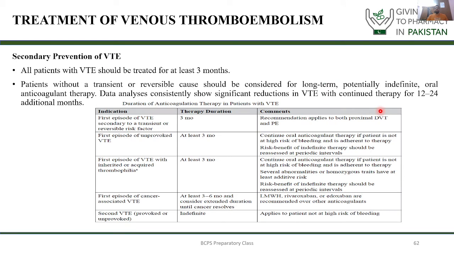Secondly, prophylaxis. All patients with VTE should be treated for at least 3 months. Different cases: if the patient has a first episode of VTE secondary to a transient or reversible risk factor, we use the treatment for 3 months. If it is a first episode of unprovoked VTE, at least 3 months, and we can continue for more than 3 months according to the risk-benefit ratio. Similarly, for the first episode of VTE with inherited or acquired thrombophilia, at least 3 months, we can continue for a further 6 months or so on the basis of the risk factor.